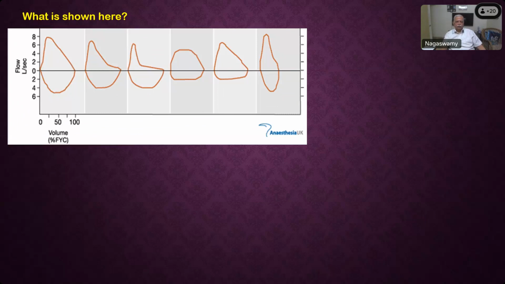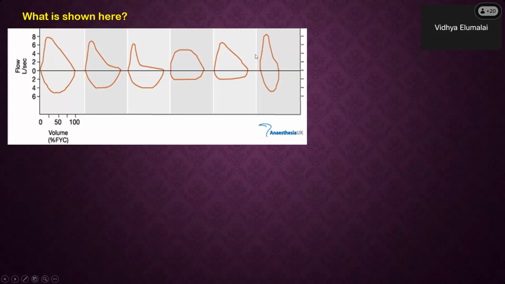There are totally 6 shapes given here. First one is normal. Second and third obstructive patterns. Very good. Excellent. Fourth and fifth restrictive patterns. Fourth is restrictive because it is almost like a miniature of the normal, and the total volume exhaled is not equal. So this is the restrictive pattern of a flow volume loop.